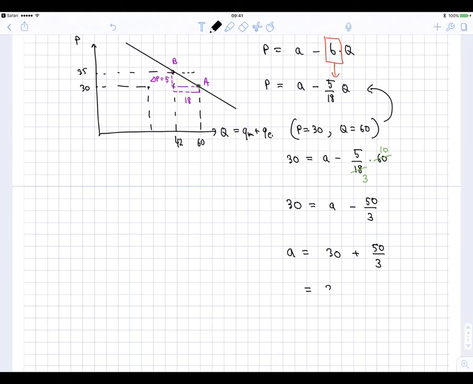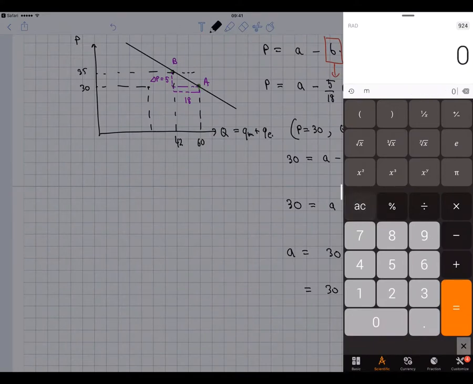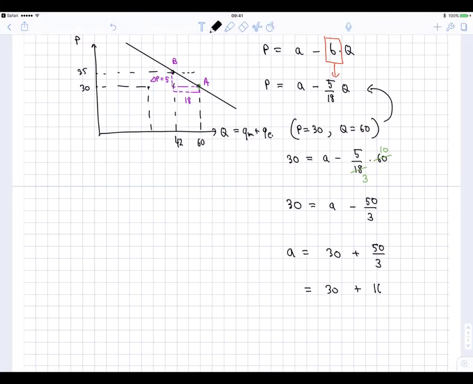Okay. What is 50 divided by 3? Well, you can use a calculator, okay? If you don't want to struggle too much with it, you can use a calculator. So this is 16.67 approximately, okay? That's what that number is telling you. So far so good, yeah? So the A will be approximately 46.67.